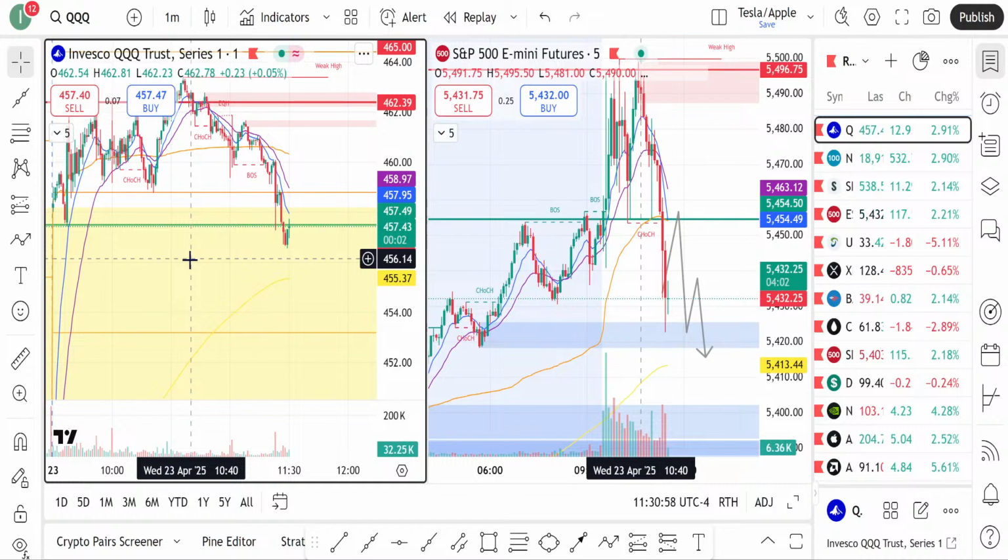Patience is key here, guys. If you don't see a setup, you don't have to jump in. Wait for the setup to come to you.